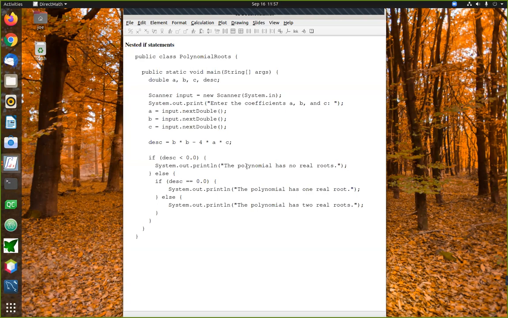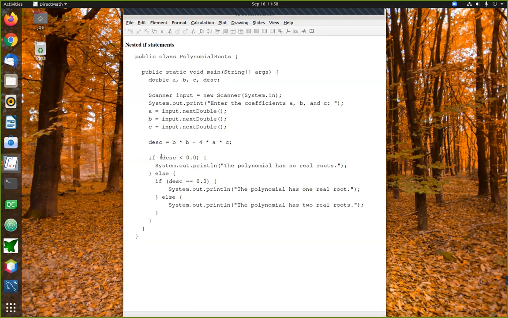Now, in the case where the answer to the question is false, we find ourselves in a situation where we have to ask a follow-up question. Because the first question we asked was: is the discriminant negative? If the answer is false, there are still two possible cases left. The discriminant could be 0 or it could be positive. Since there are still two cases left, to resolve that situation we have to ask a follow-up question.